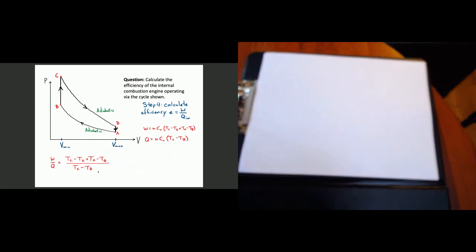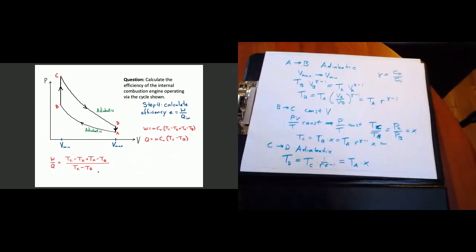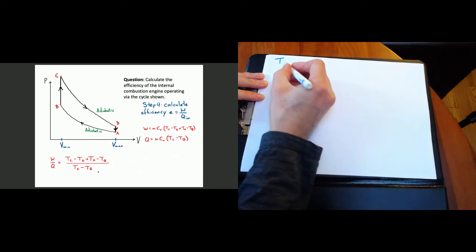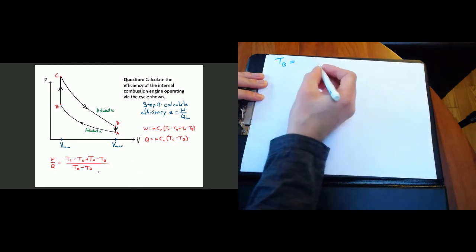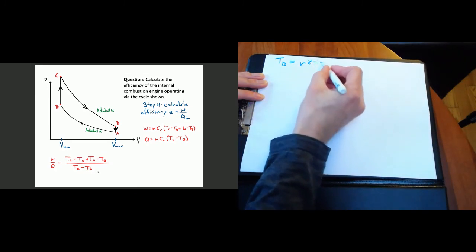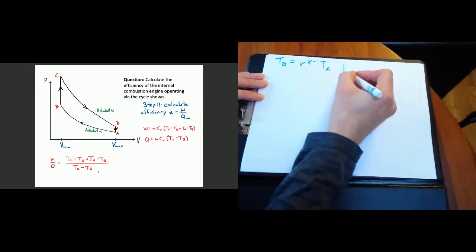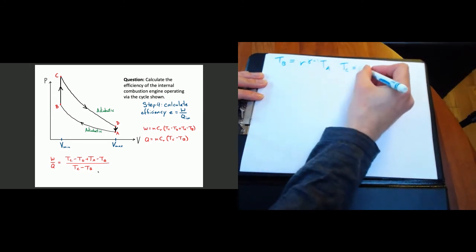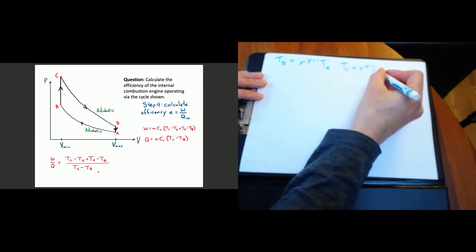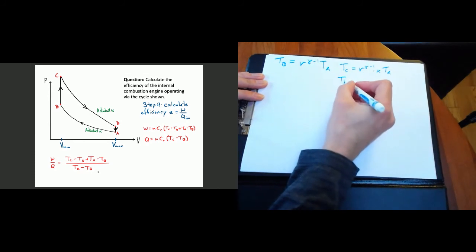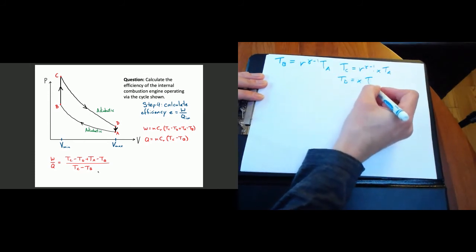This is when we're going to use our previous calculations for the temperatures. So let me summarize everything we learned. So we found all of the temperatures in terms of Ta. And so I'm just copying out our results from that previous slide, that Tb equals r to the gamma minus 1 Ta, Tc equals r to the gamma minus 1 times x times Ta, and Td is equal to x times Ta.